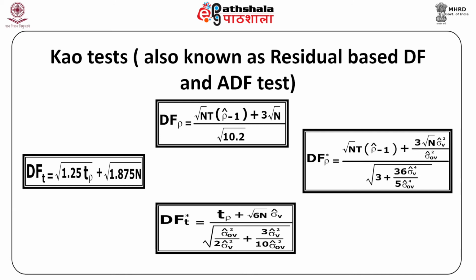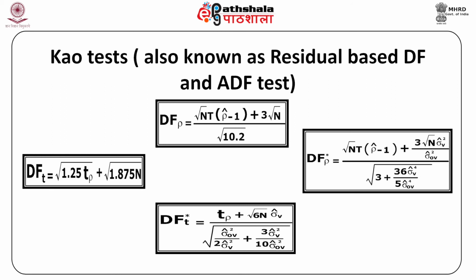Kao proposed the following Dickey-Fuller type tests. DF_ρ = [√N T (ρ̂ − 1) + 3√N] / √10.2. DF_t = [√1.25 t_ρ + √(1.875 N)]. DF_ρ* = [√N T (ρ̂ − 1) + 3√N σ̂_v² / σ̂_0v²] / √(3 + 36 σ̂_v⁴ / (5 σ̂_0v⁴)).